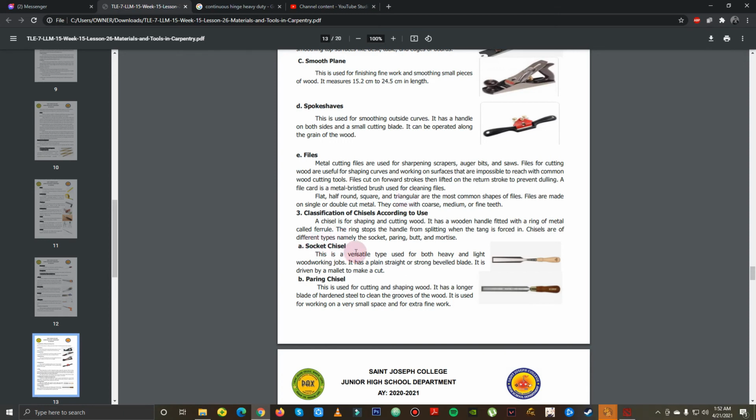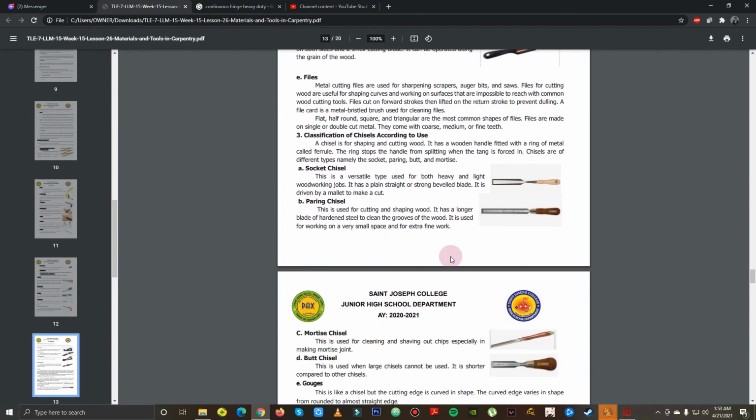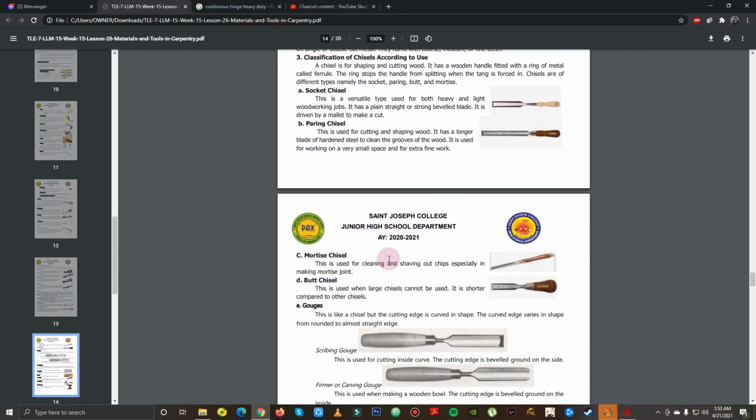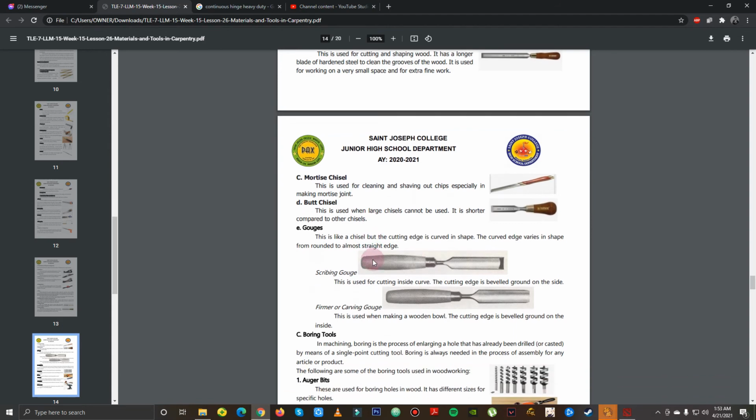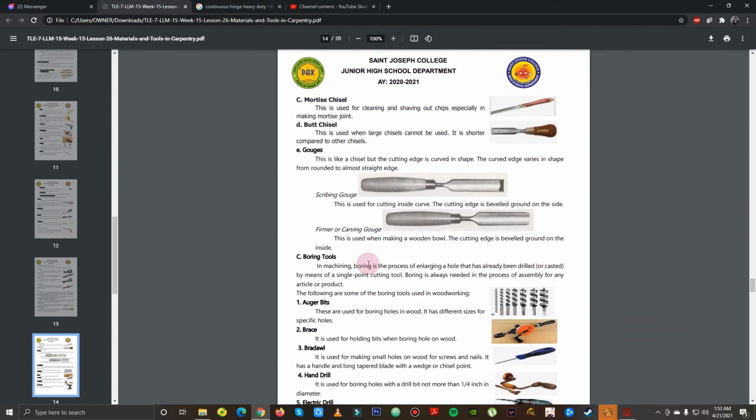First is the socket chisel. I mean chisels, not files. So first is the socket chisel, and next is the paring chisel, and mortise chisel and butt chisel, gouges, and boring tools.